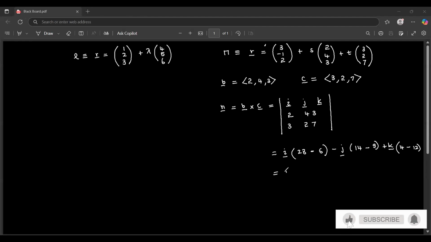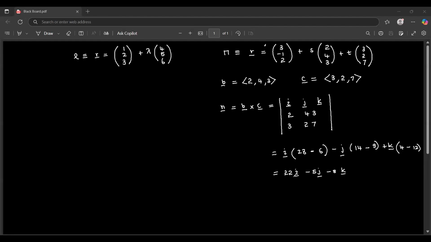So you will get 22i, minus 5j, and then we have minus 8k. So this is the normal vector. The normal vector can be given as 22, minus 5, and minus 8. Looks simple enough. So this is what you have to do.